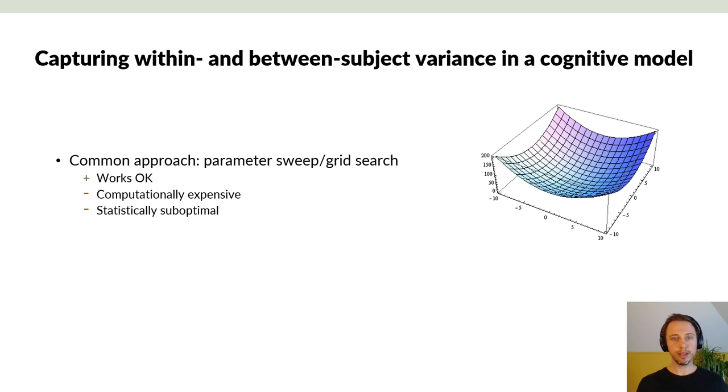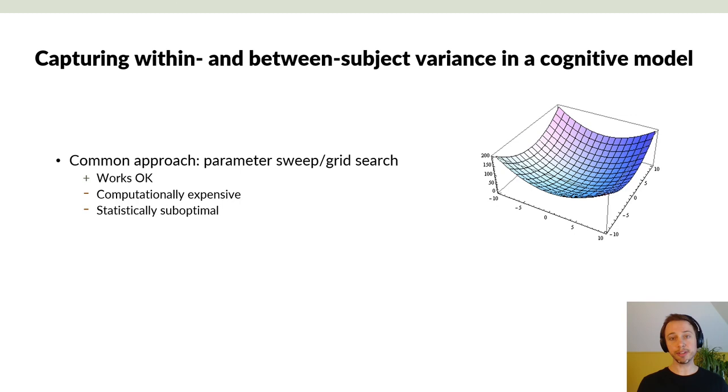Now, a fairly common approach is to simply try a whole bunch of different parameter values and then see which of them gives the best fitting model. This is often referred to as a parameter sweep or a grid search. And this approach can work quite well, but it can also require quite a lot of computing power, and it can be difficult to interpret the parameter estimates that you end up with. The estimates are often based on aggregated data, and the uncertainty of the estimates is not captured. And both of these can limit how generalizable the resulting model actually is.